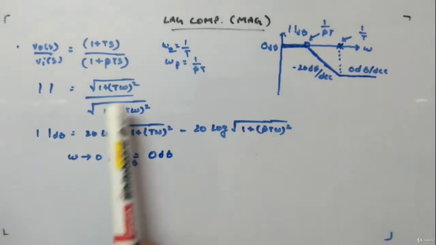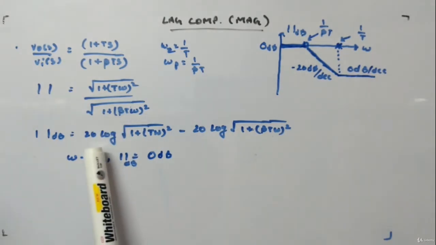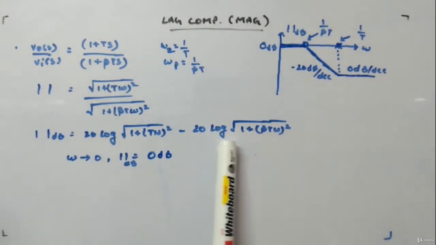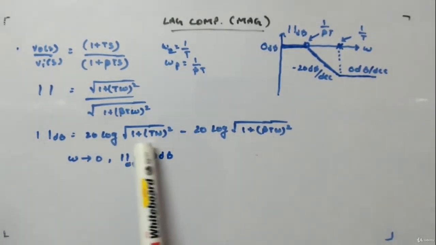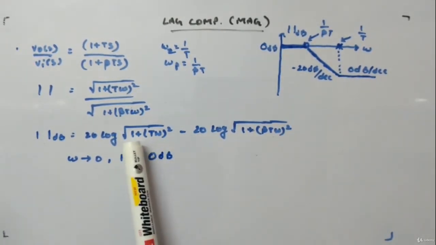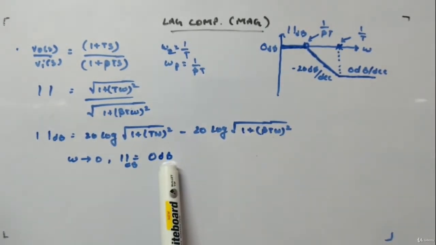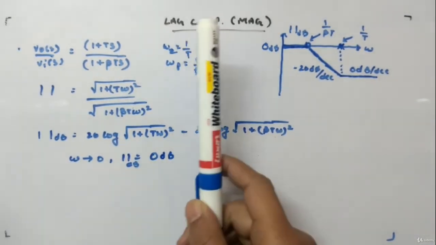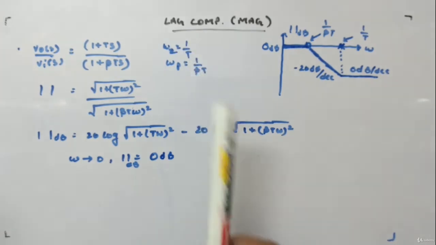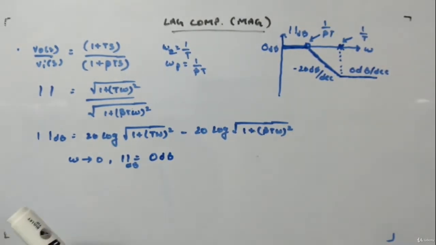In dB, you calculate 20 log of this term minus 20 log of this term, since it is in division. So 20 log numerator minus 20 log denominator. At omega equal to 0, this will be 0 and this will be 0, under root 1 will be 1, log 1 will be 0. So 0 minus 0 is 0 dB. So it will start from 0 dB in the plot. Mind you, in the lead compensator, the plot was not starting from 0 dB, it was starting from some constant value, 20 log alpha.